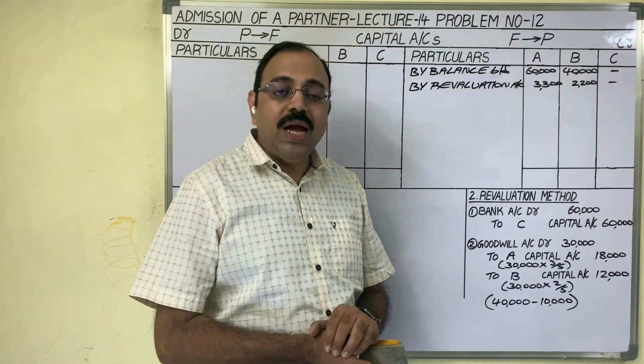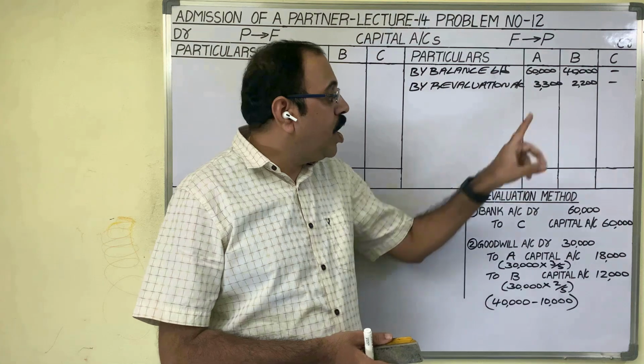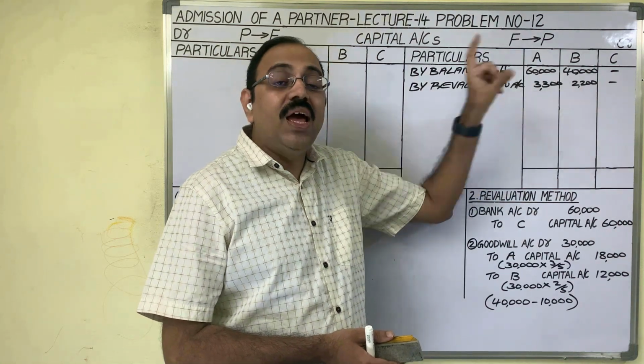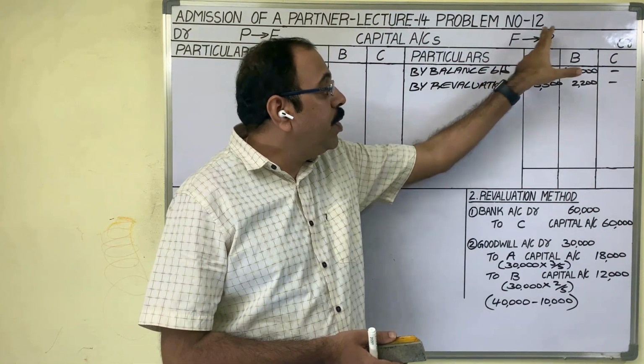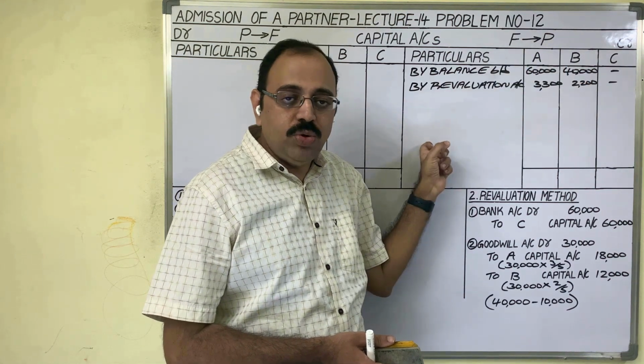General reserve amount and profit and loss account credit balance, these two amounts belong to the old partners. If they are retiring, the firm has to pay these amounts to them. So, on the credit side we have to show these two amounts.